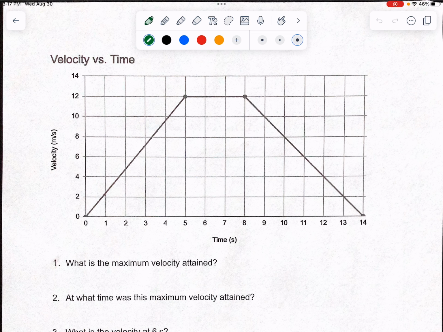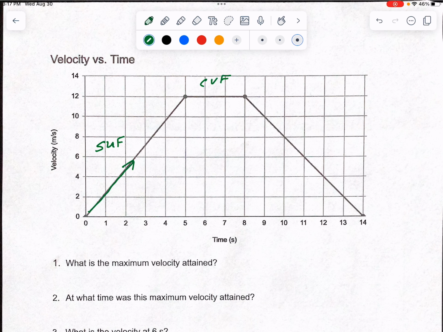So anytime I'm going away from 0, that is going to be speeding up. And anytime you're above the x-axis, that means you're going forward. So this would be speeding up forward. Now, when I hit this 5 to 8 second area, this is going to be a constant velocity in the forward direction. So meaning you got 0 acceleration, you're constantly at 12 meters per second.